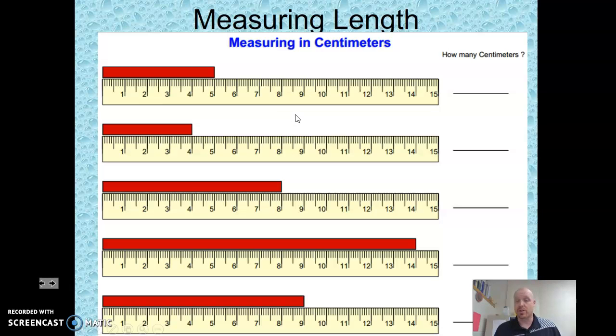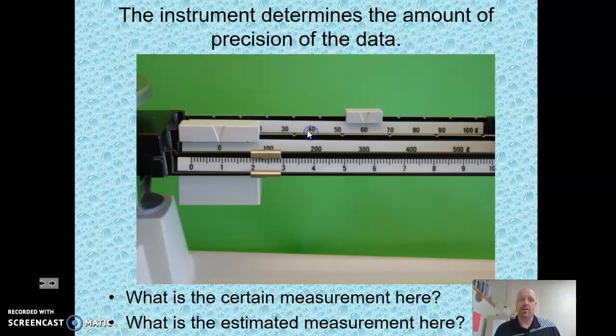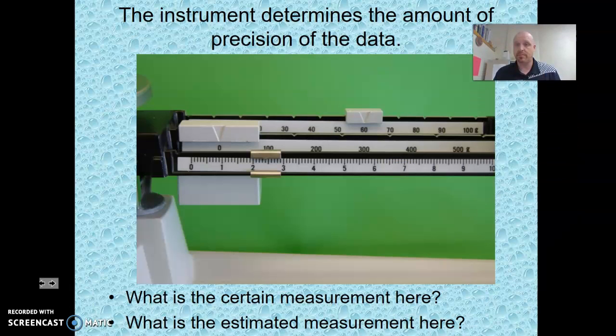A lot of times we can just go to 2, which is like your normal ruler, but we'll just stick with what we have on the board here. So it takes a little bit of time, look at your measurements and go ahead and figure out that. Again, like I said before, the instrument determines the amount of precision of the data.